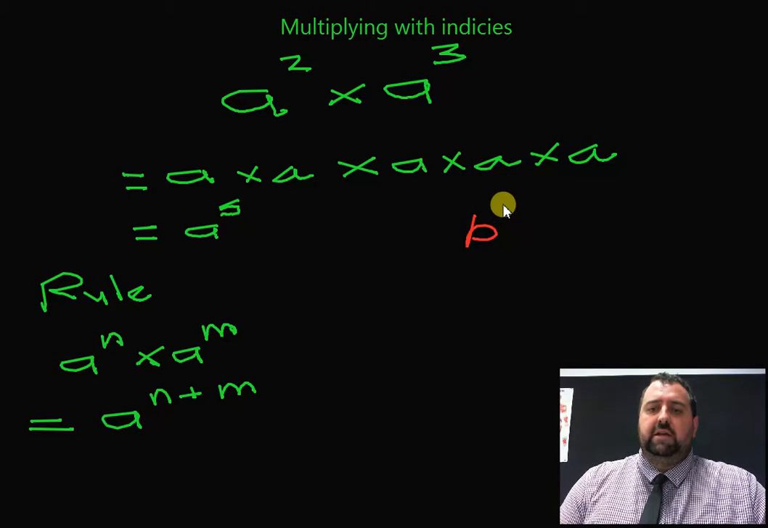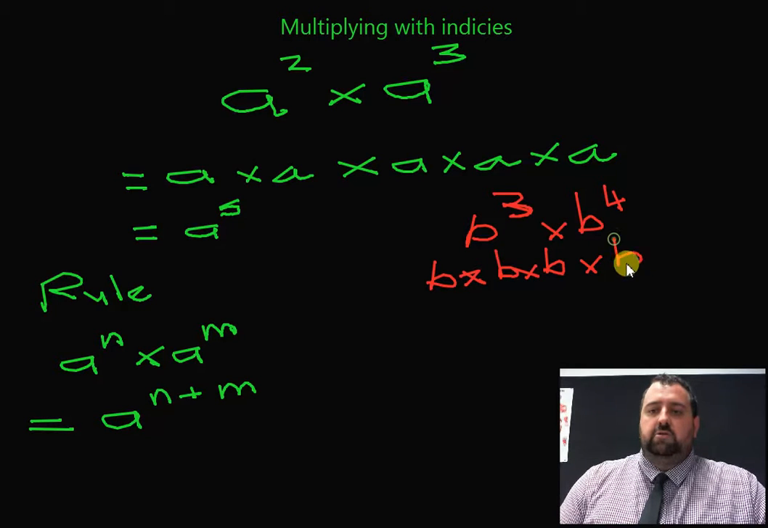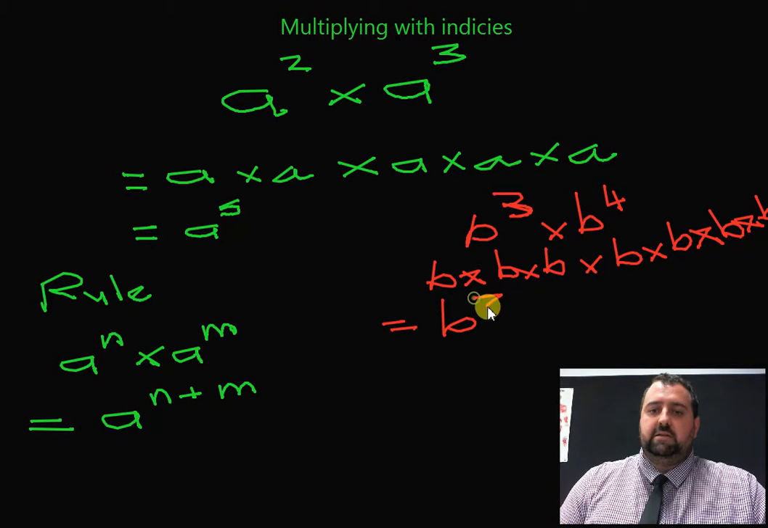So if I have b to the power of 3 times b to the power of 4, and I write it out, b times b times b, and then my other 4, so times b times b times b times b, and then when I count them out, it comes out to be b to the power of 7. So this is how we can multiply. The thing to note here is that the bases have to be the same. We have to have a, and the base doesn't change.